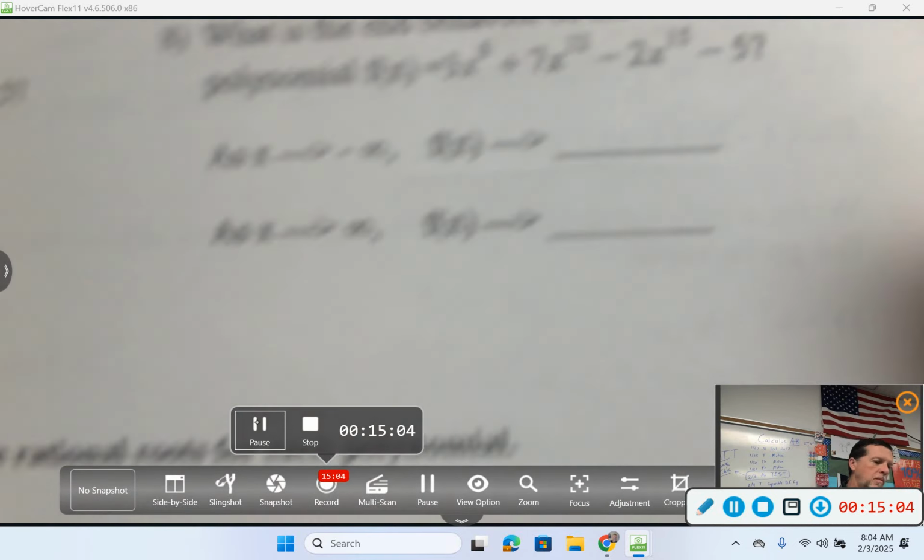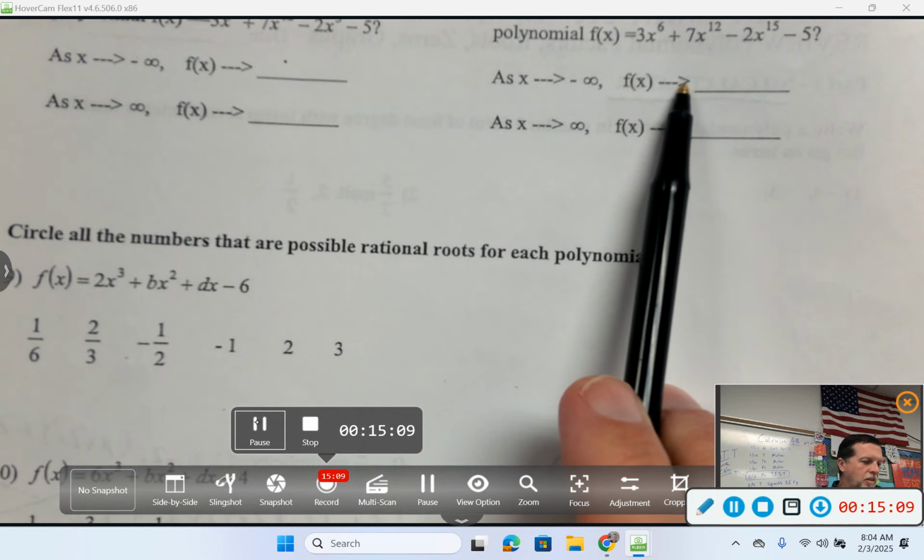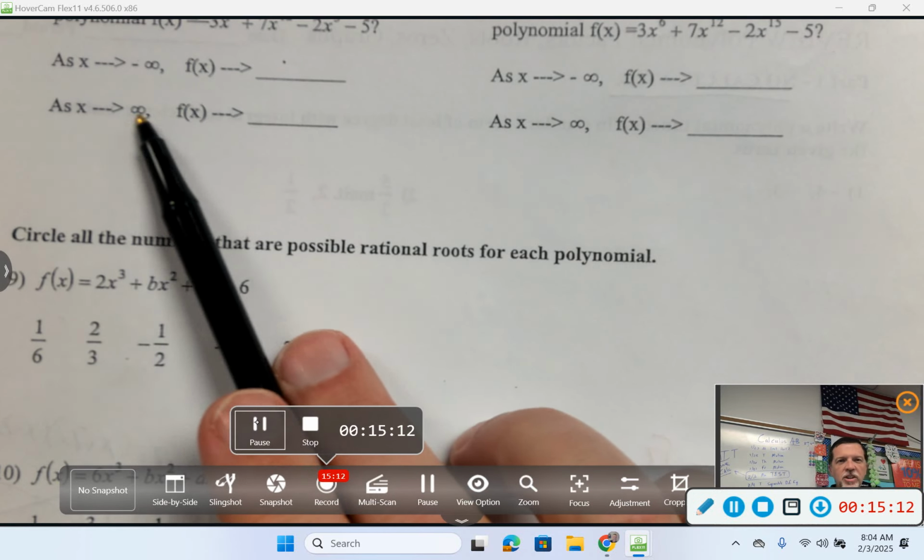Cruising through this one, get everything. In behavior, that's not hard, I don't think. Just read carefully on which end you're at.